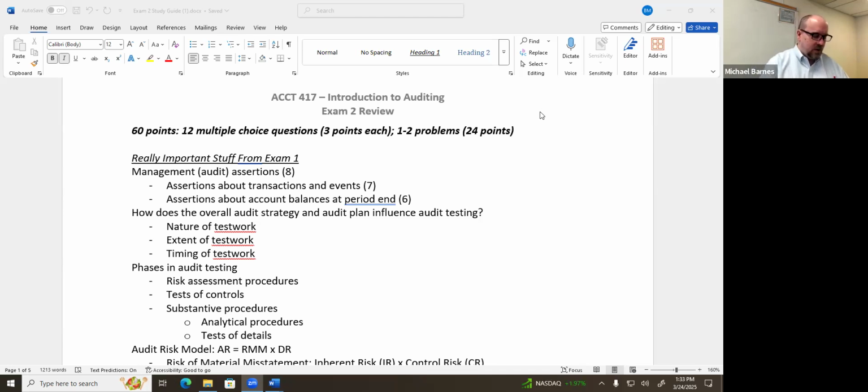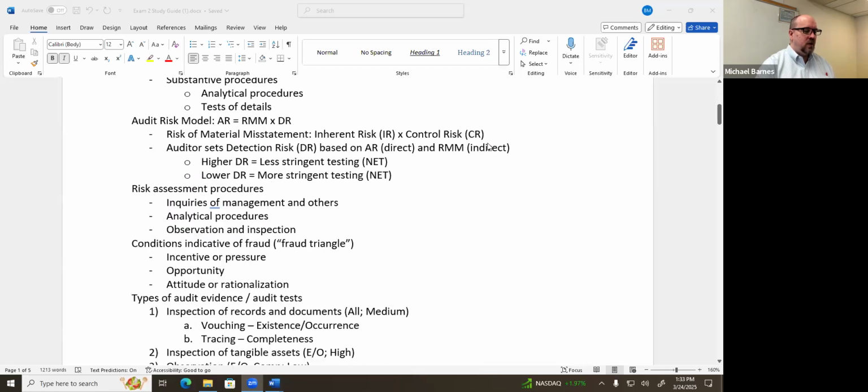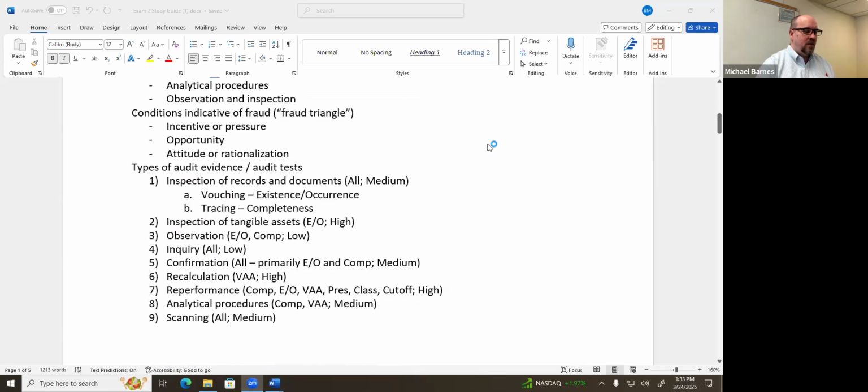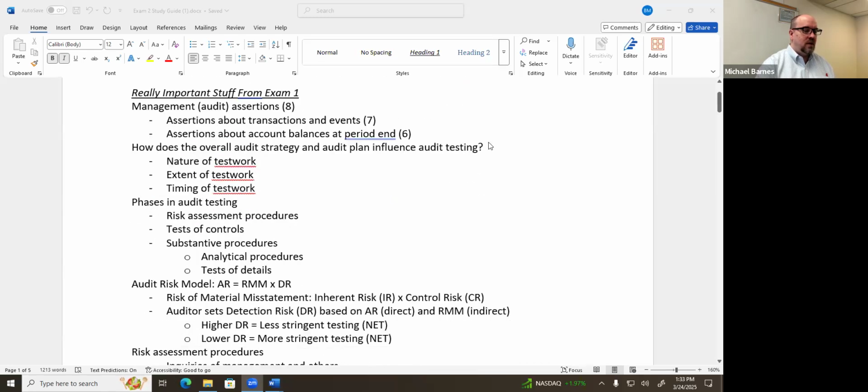Let's get into the nitty-gritty about what's on the exam. So first of all, every single thing on this first page, you should make sure you're familiar with, you have good knowledge of. This is the stuff that we're going to be using moving forward. So really important stuff from exam 1. It does not go away. If you've forgotten about this stuff from exam 1, time to refresh your memory, because you're going to need to know this, not just for this exam, but for the next exam.